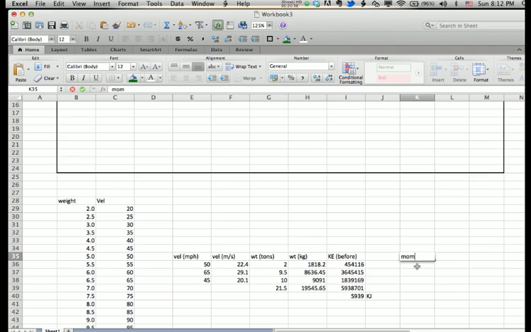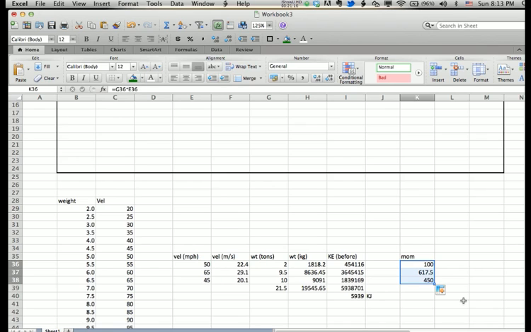That'll be fine. So the momentum here, the first one is equals mass times velocity. So the tons times velocity, equals, and I can take that and drag that down and get all their momentums. Okay, so there's their momentums, but we're going to have to know what angles they are so that we can actually add them up. So that's our momentums right now.